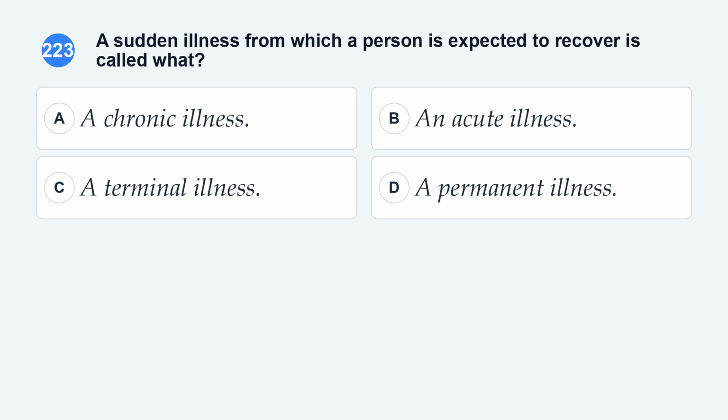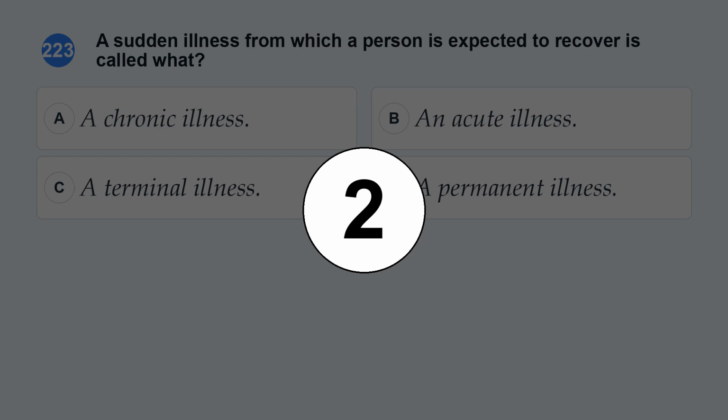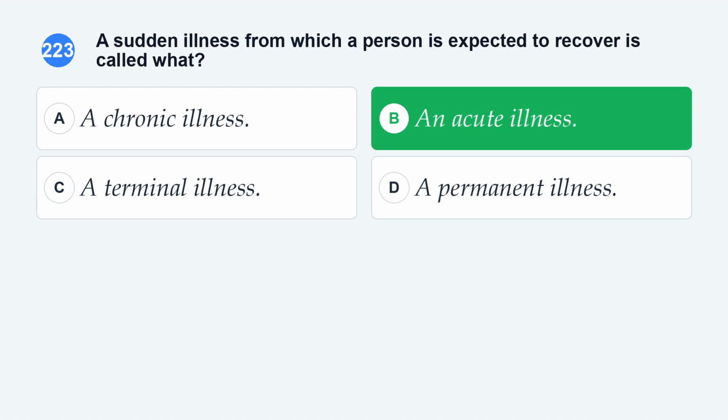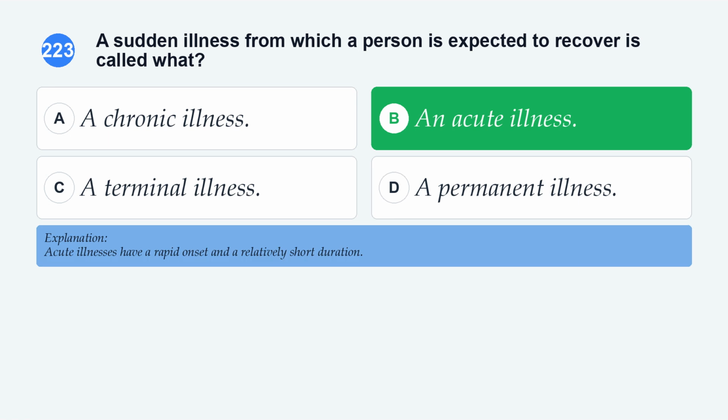Option B, an acute illness. Option C, a terminal illness. Option D, a permanent illness. The correct answer is option B, an acute illness. Explanation. Acute illnesses have a rapid onset and a relatively short duration.